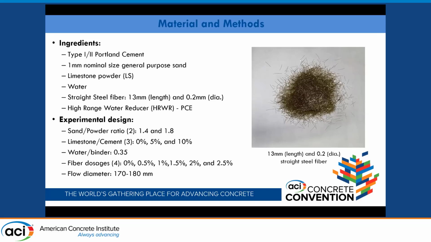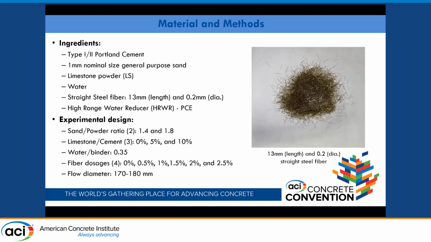And then after many preliminary experiments, we came up with this experimental design. We investigated the steel fiber reinforced concrete at 2 levels of sand to powder ratio, at 1.4, then we went up to 1.8 just to reduce the amount of cement due to environmental reasons. And to further reduce the amount of cement, we are using limestone as a replacement to cement at 3 levels. And then to stay within the high range in terms of strength, we selected a water to binder ratio of 0.3.